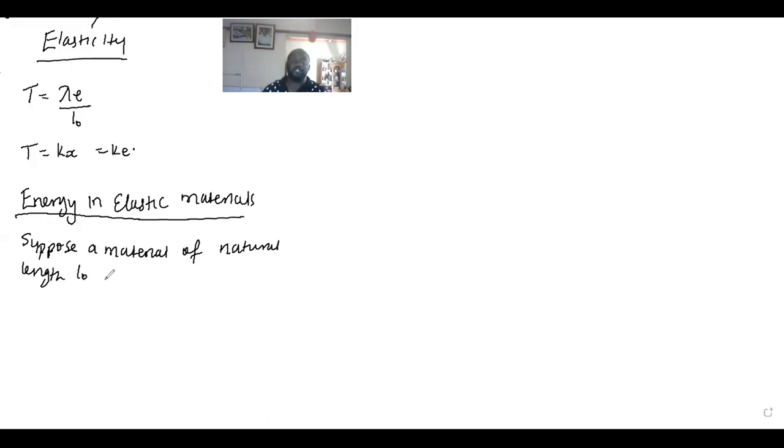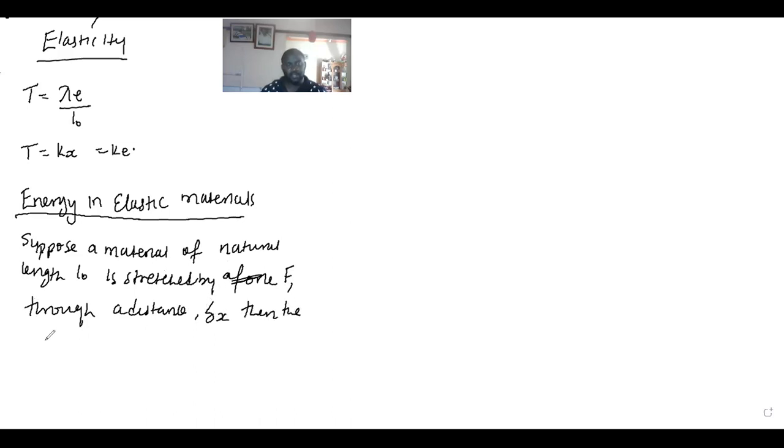Suppose a material of natural length L0 is stretched by a force F through a distance delta x, or small change in x. Then the work done in stretching the material can be got from the small change in work done, which is equal to force times the small change in the distance you've covered, x.